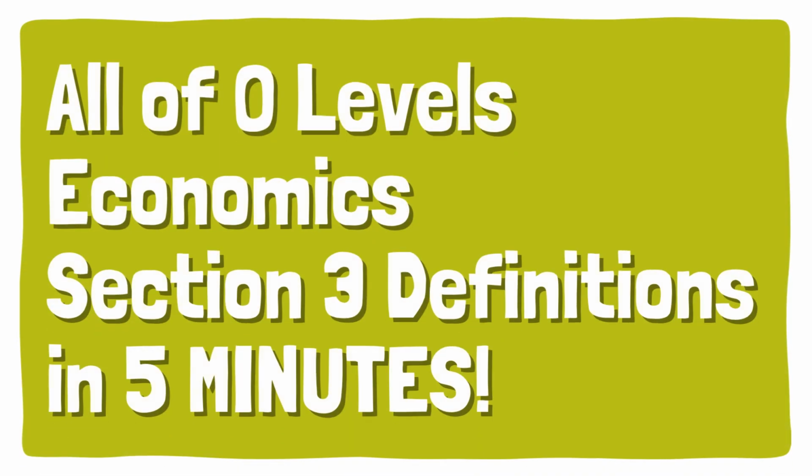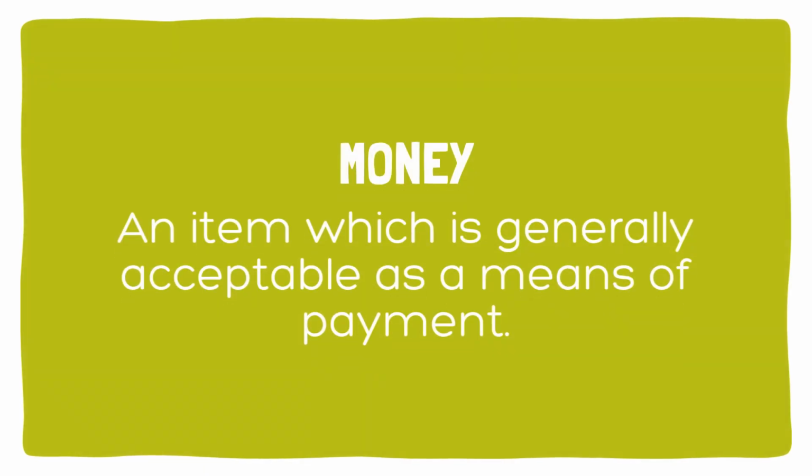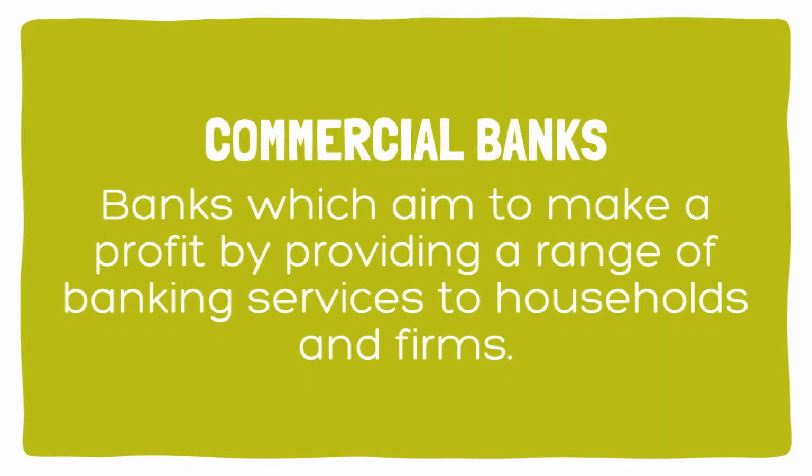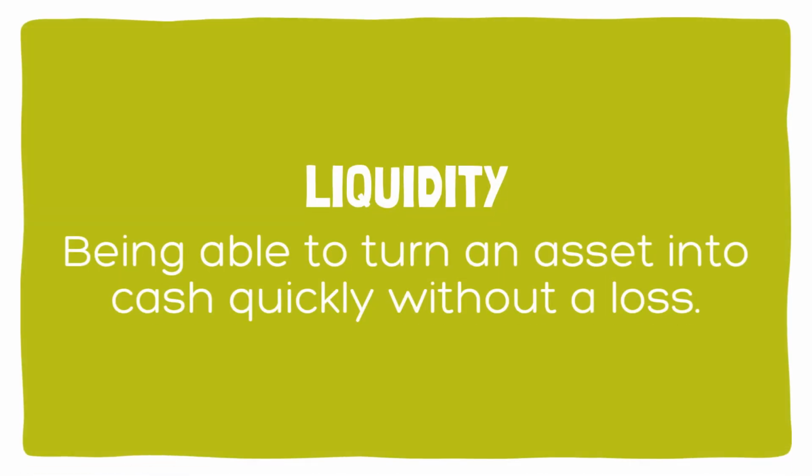These are all of O-Levels economics, section 3 definitions in 5 minutes. Money is an item that is generally acceptable as a means of payment. Commercial banks are banks that aim to make a profit by providing a range of banking services to households and firms. Liquidity is the ability to turn an asset into cash quickly without a loss.